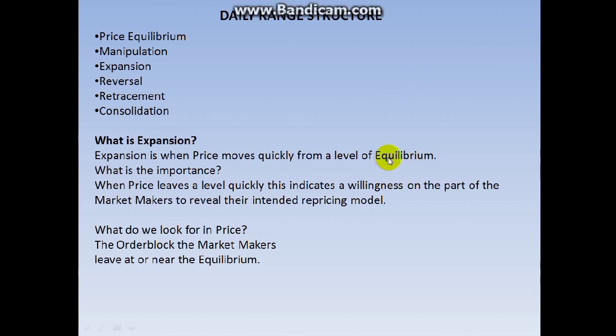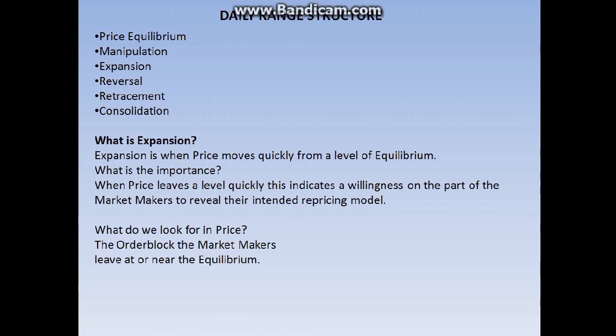When we say expansion is when price moves quickly from a level of equilibrium, we already know a level of equilibrium, and if we are not familiar with it, we are still going to cover it in this series. Now, what is the importance? The importance is that when price leaves a level quickly, this indicates a willingness on the part of the market makers to review their intended repricing model.